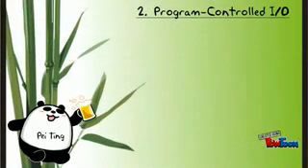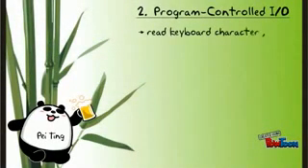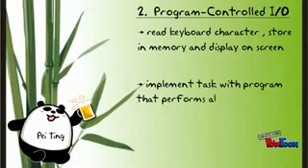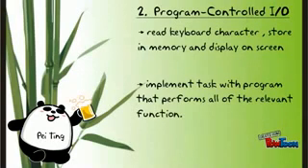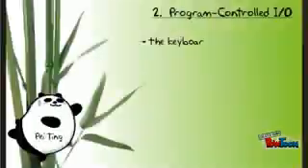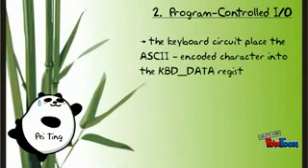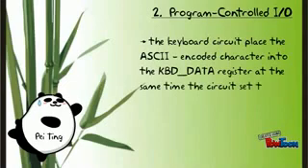Program control I/O reads keyboard characters, stores them in memory, and displays them on screen. Implement tasks with programs that perform all of the relevant functions. Keyboard circuit places the ASCII encoded character into the KBD data register. At the same time, the circuit sets the KIN flag to 1.